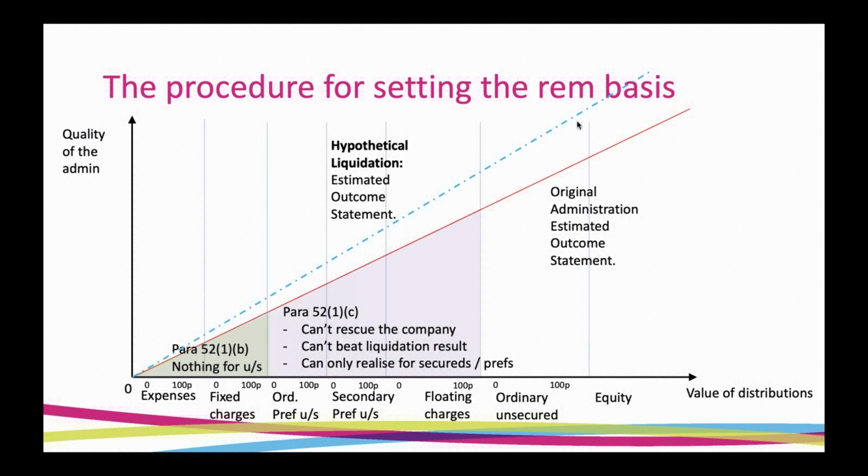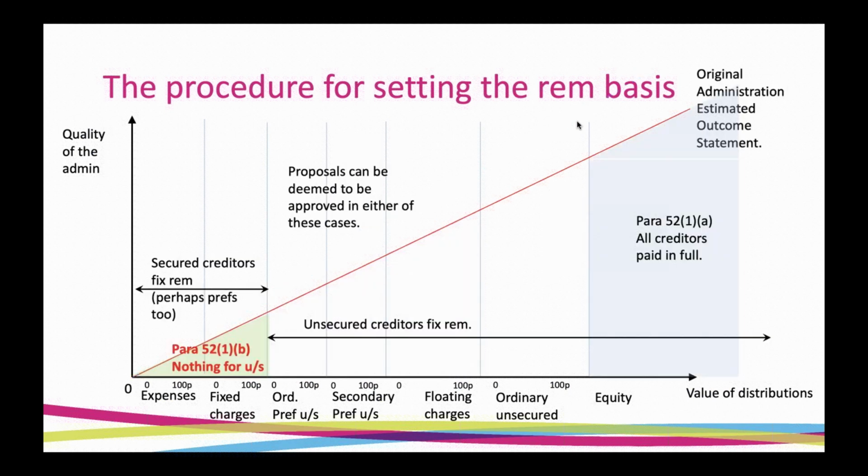And there's just a comparison again between 52(1)(b) and 52(1)(c). And that shows the zones here. So essentially, paragraph 52(1)(b) is where the secured creditors fix the remuneration, and possibly the preferential creditors too, but it will apply only if you are realizing assets for the benefit of secured creditors or preferential creditors, and there is actually nothing for preferential creditors. In all other cases, it's for the unsecured creditors to fix the remuneration.